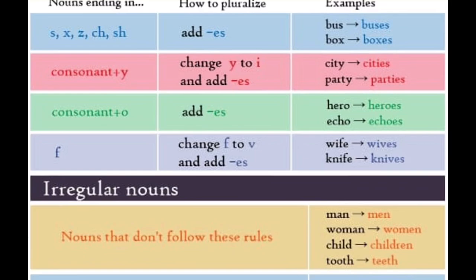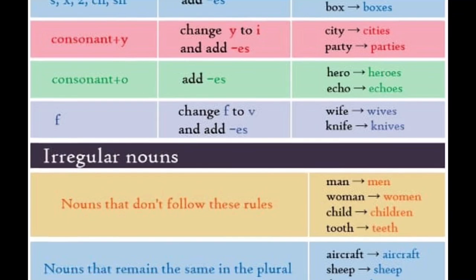Cities. Okay. Similarly, party, parties. Fine. Now, the next rule says whenever there is consonant plus O, then we will add ES to make it plural. Consonants are the letters except vowels. Example, hero. Here, R is a consonant and O is added to it.